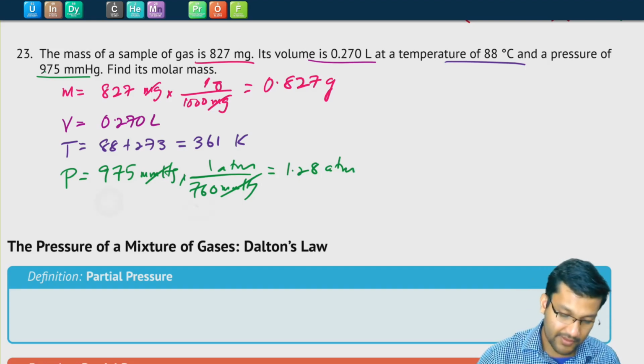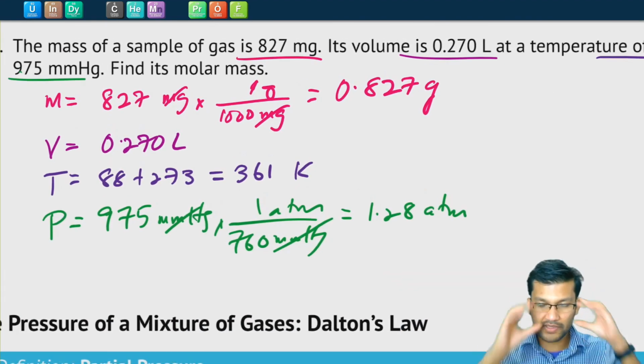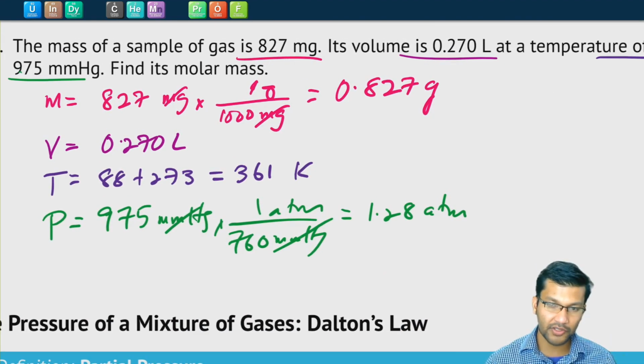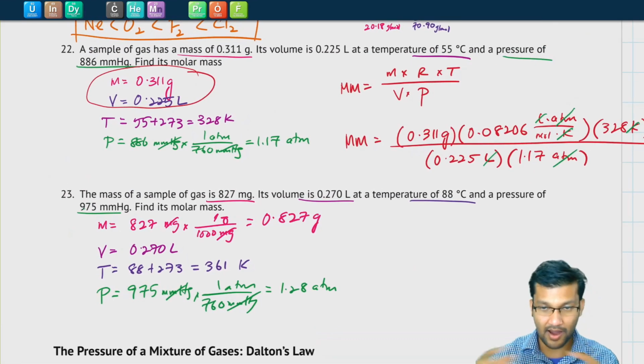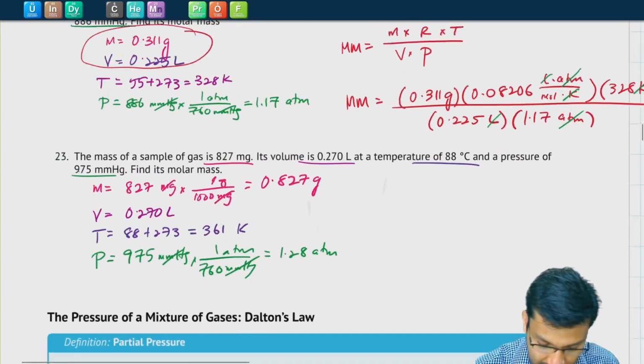So you see, this is the first step in a lot of these gas problems, is to convert to the units that you need to work in, right? Masses typically in grams. Volume for gases will need to be in liters. Temperature for gases need to be in Kelvin. Pressures need to be in atmospheres. Why? Because our ideal gas constant, R, is in units of liters times atmospheres divided by moles times Kelvin. So those are the units we need to use.